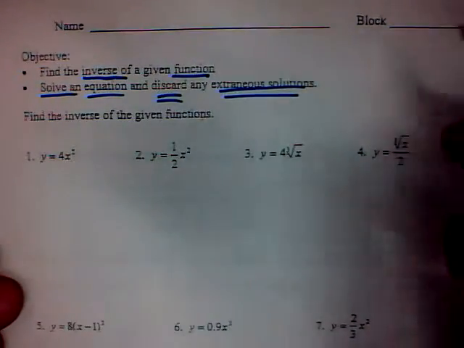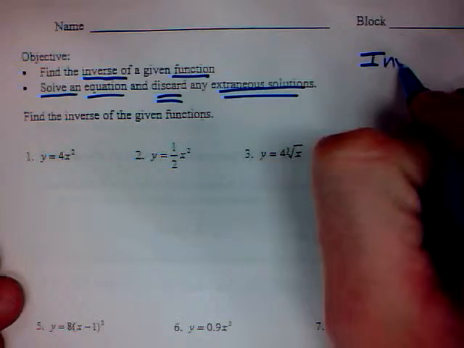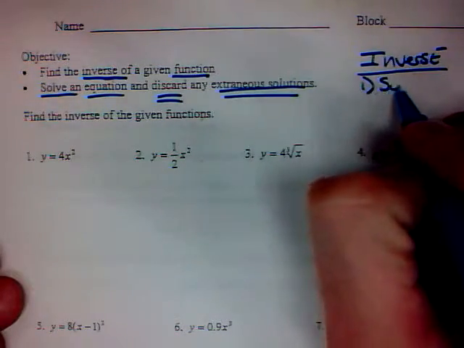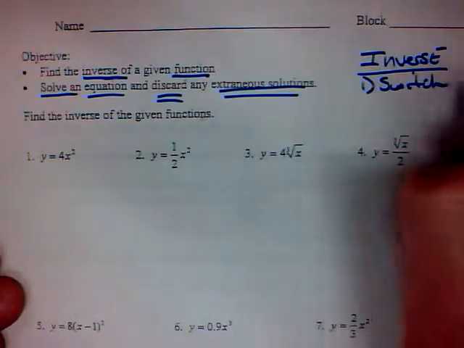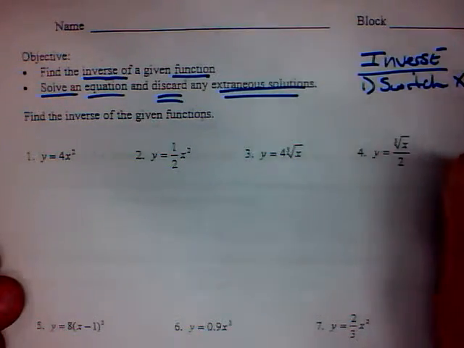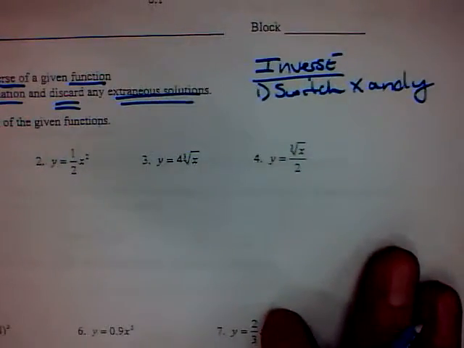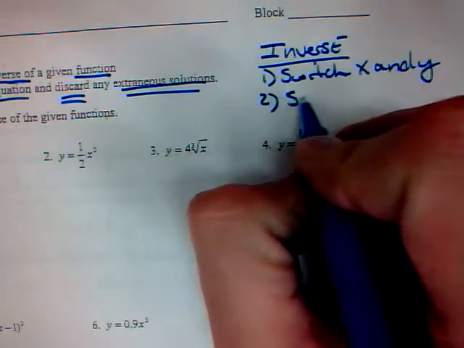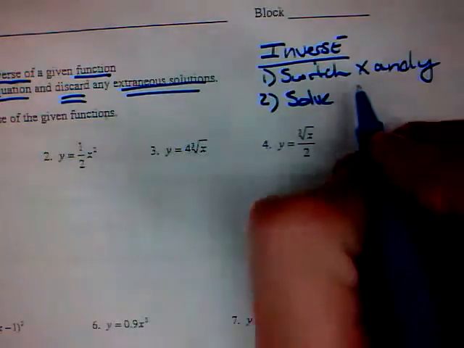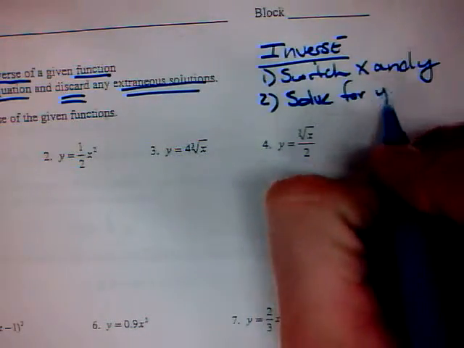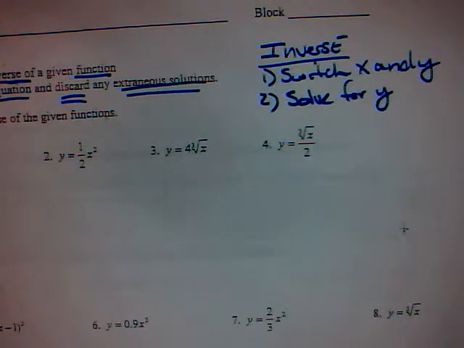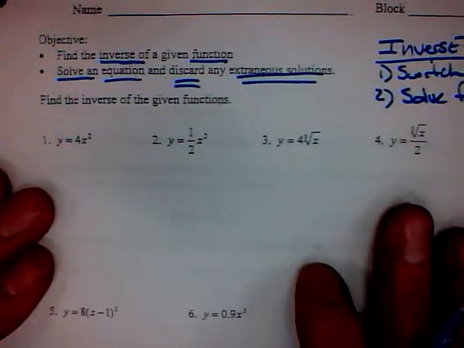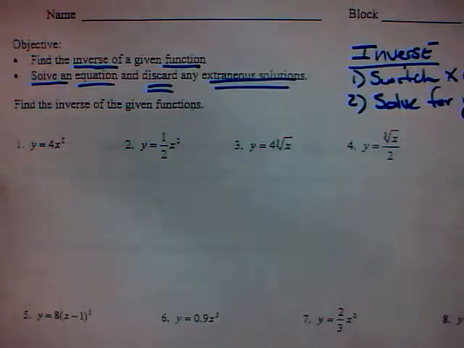And recall that in order to find an inverse, there are two steps. Step one, you are going to switch x and y. So you're going to switch x and y. And second step will be to solve what you have there for y. Okay. So just two steps, switch x and y, and then solve for y. So let's look at problem number 1.